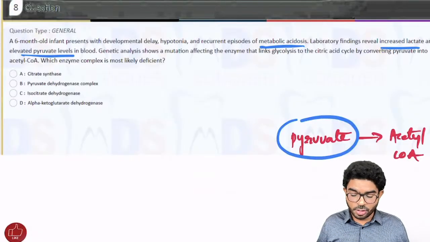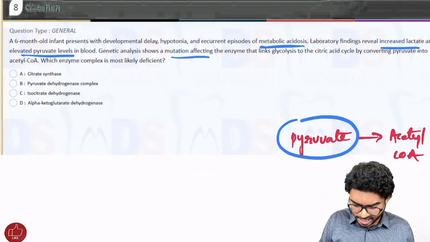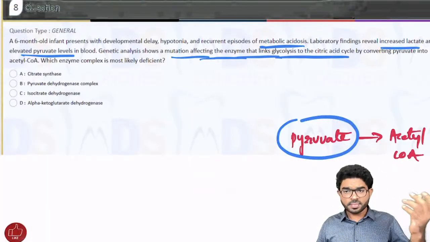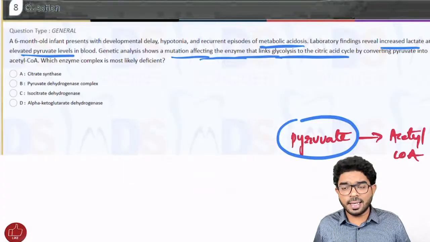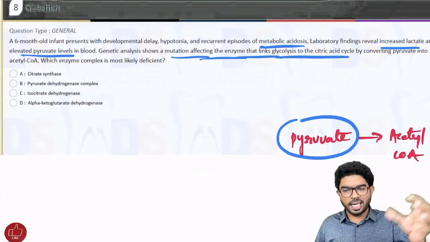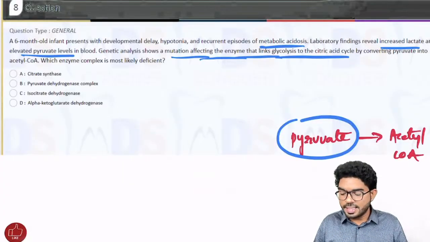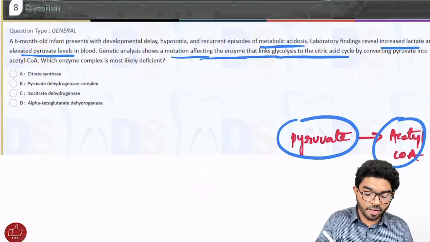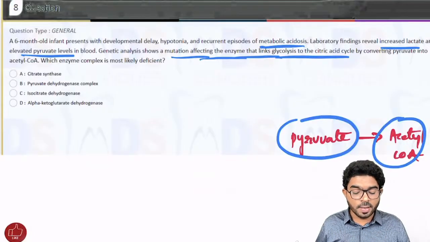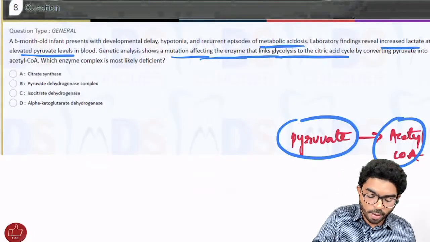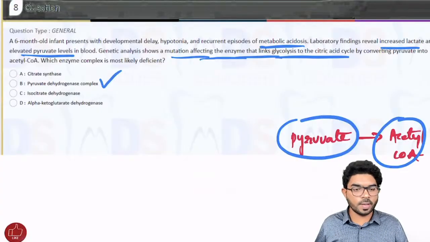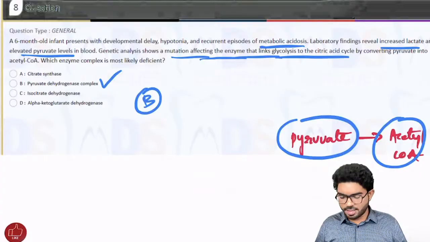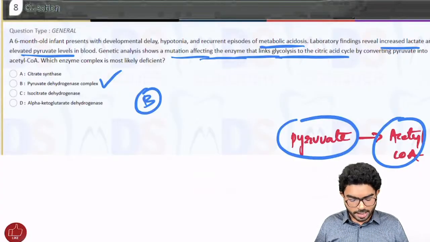Genetic analysis shows there is a mutation affecting the enzyme that links glycolysis to the Krebs cycle. In so many previous questions, I was talking about the communication where your acetyl-CoA is being produced, and that is basically mediated by a complex of enzymes called the pyruvate dehydrogenase complex. So this pyruvate dehydrogenase complex plays a very, very important role, which we have discussed so many times in our regular classes.